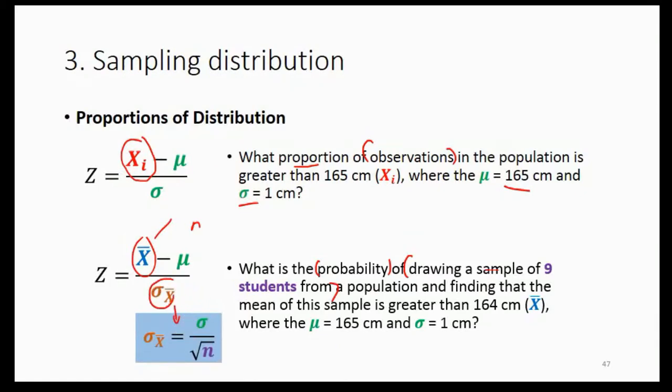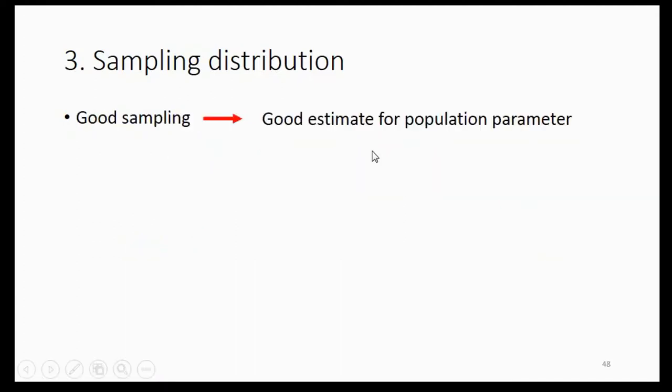So the z-test is used when you know the population parameter. That's the reason why if you are sitting in the exam, you need to read the question carefully. Here they say, from a population, and the population parameters are given. So in this case, you should use the z-test. If these two things are not given, then you have to use the t-test. Good sampling is very important because you can have a good estimate for the population parameter.